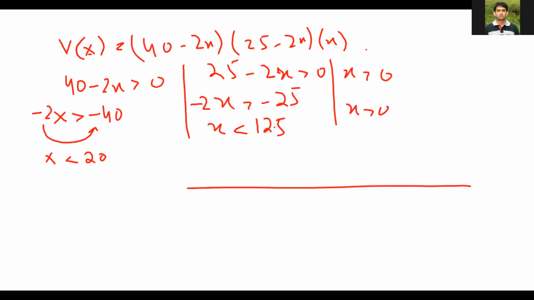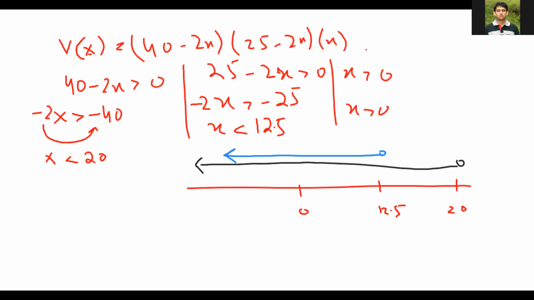So when I plot these intervals onto the number line, this is 0, this is 12.5, and this is 20. So this is going to look something like this. That's the first interval, right? That's the second interval. And then x is greater than 0. If I try to figure out the common interval between these three things, this is going to be my common interval. So it means that I'm going to assume the value of x which lies in this particular interval.